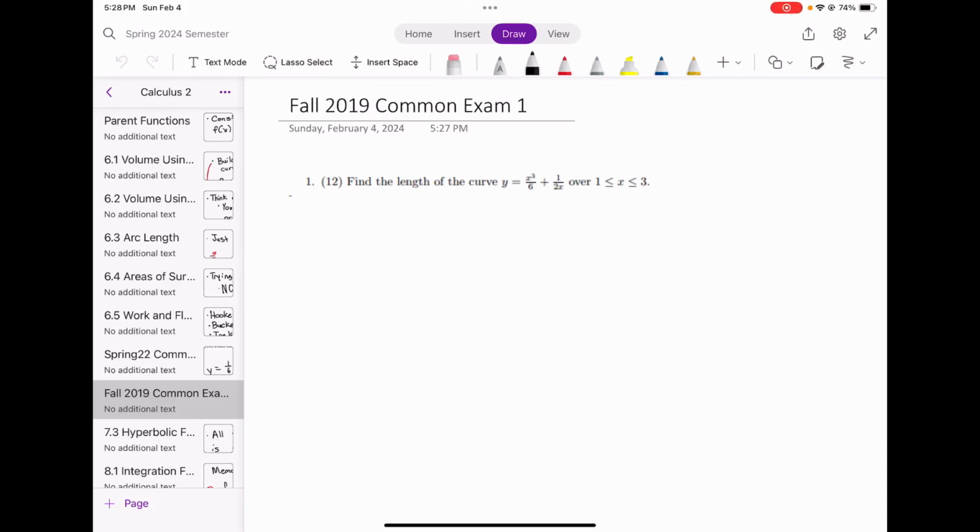This is the fall 2019 Common Exam number 1, and I'm just going to go through all of the questions and explain how to do it. So number 1, find the length of the curve, and they gave this curve, this one right here, as well as the domain 1 to 3.